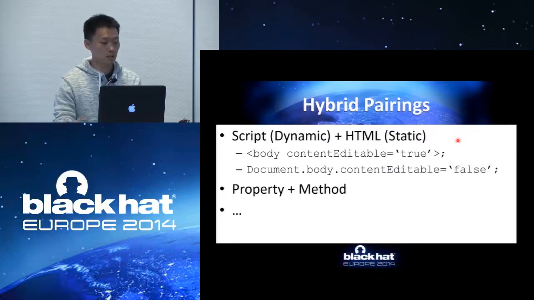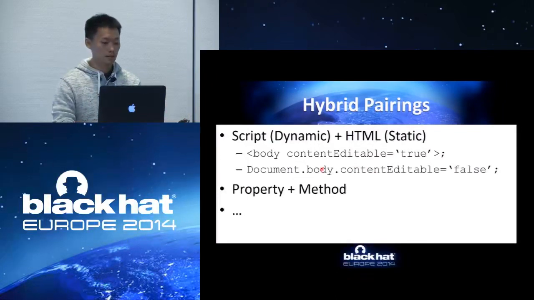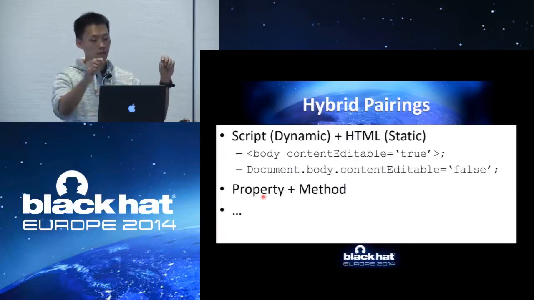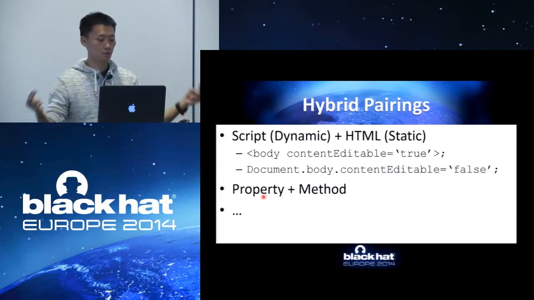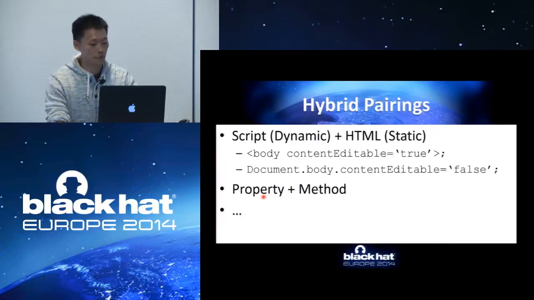Something like we will assign an attribute at the static part randomly, and then we change that attribute in the dynamic part, which means we change one thing from two different parts. This concept can also be used like we change a property with a statement, then later we change it again with a method, which also changes one thing from two different parts. So that's the meaning of hybrid pairing.